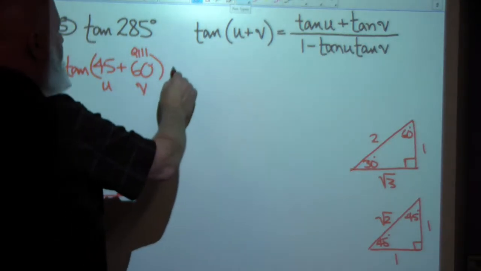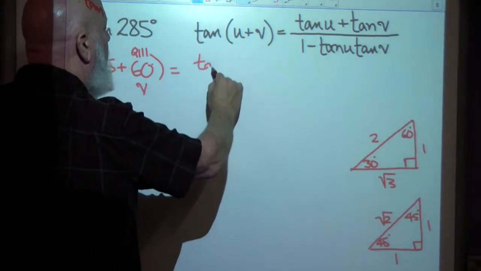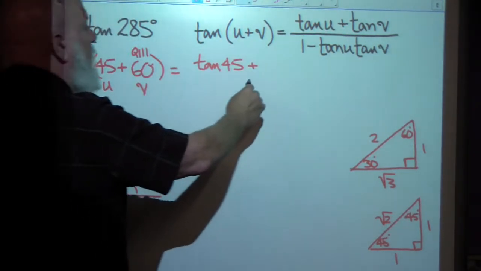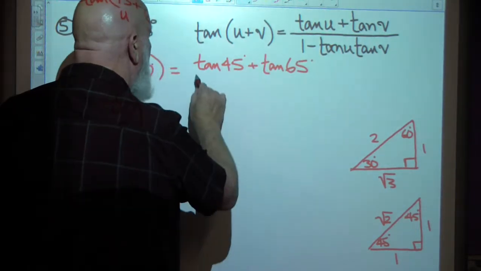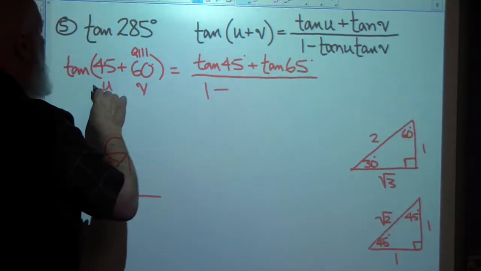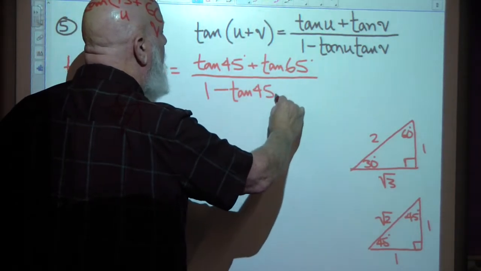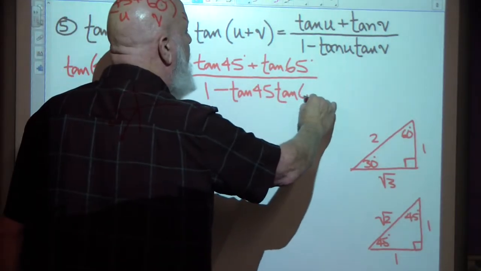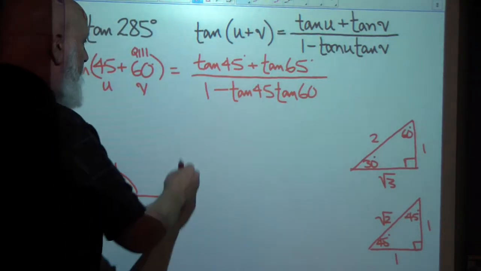Okay, here I go. Hopefully I'm not going to make a mistake. Tangent U is tangent 45 plus tangent V is tangent 60. These are degrees, over 1 minus tangent U, tangent 45, times tangent V, which is tangent 60. I'm going to make these substitutions and try not to mess up my arithmetic, and hopefully we'll be looking at the right answer. Let's take a look.